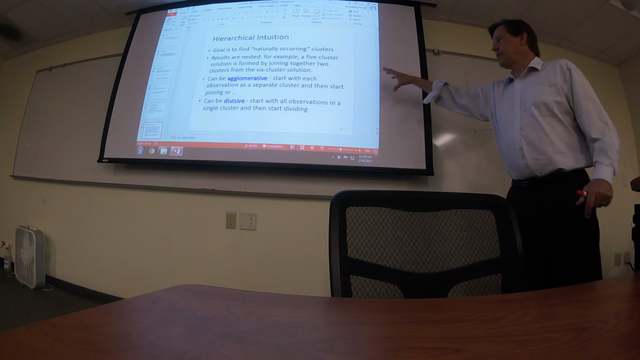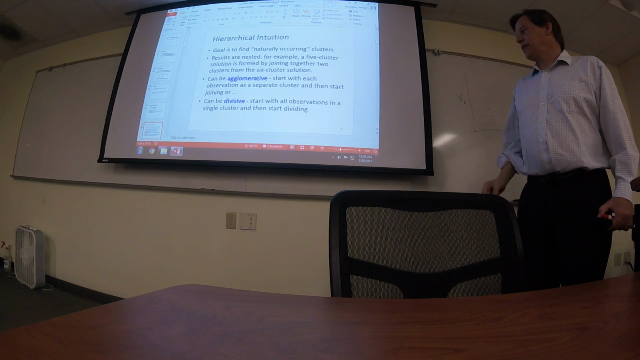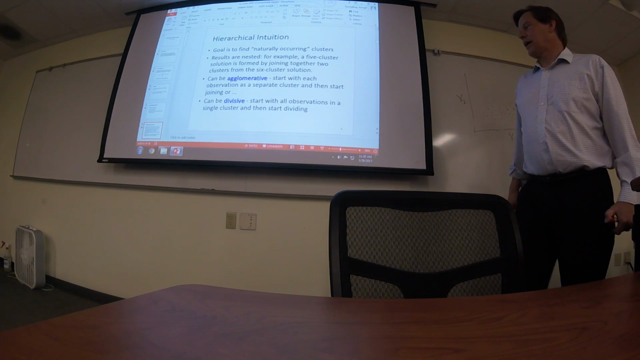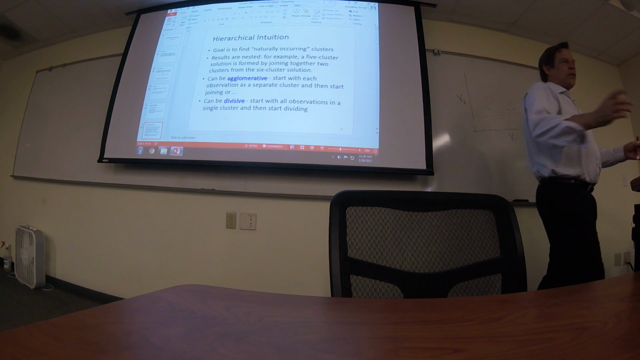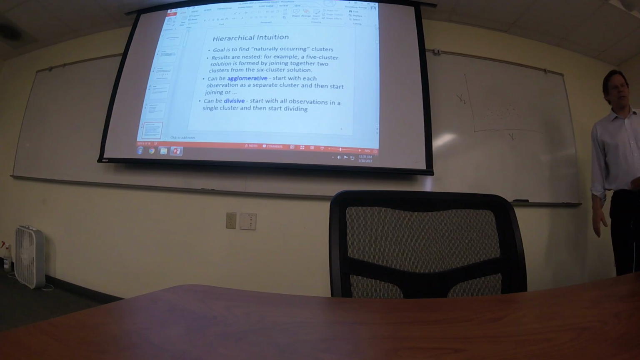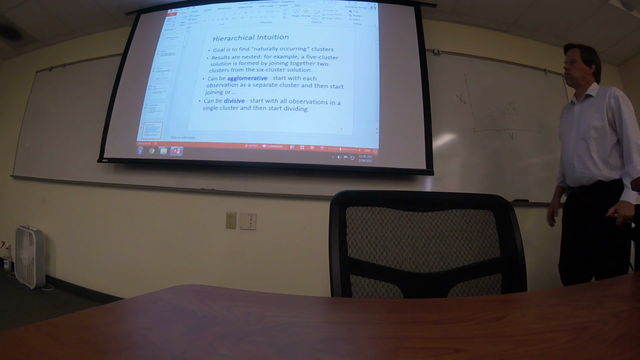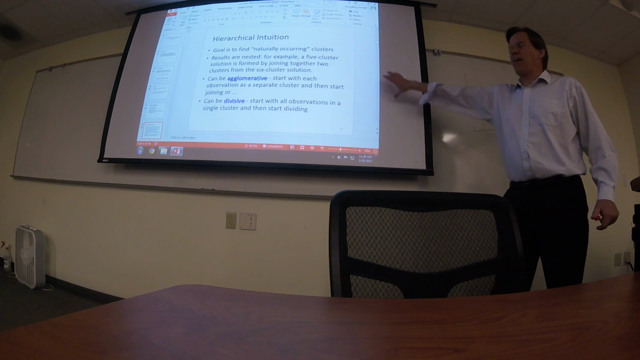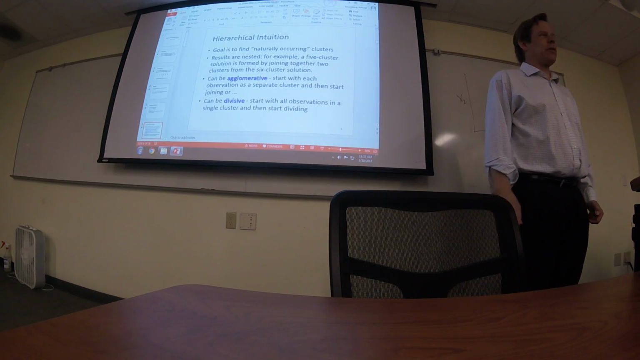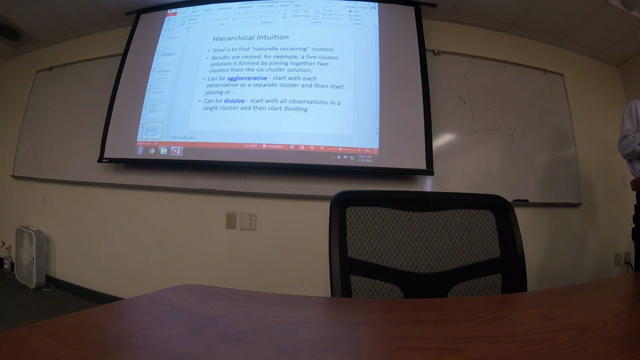The agglomerative is joining them together. And divisive is splitting them apart. You start with one big cluster and then you split it in two. And then you take those two clusters and you split them into more clusters. 95% of the time, people do agglomerative clustering. You start with all the points in their own cluster.